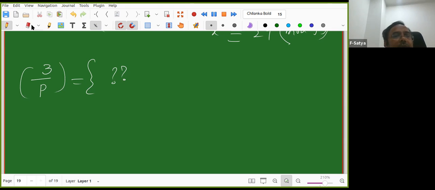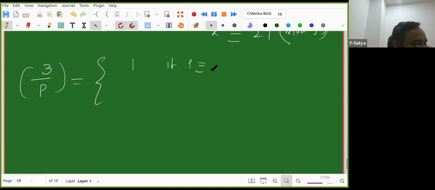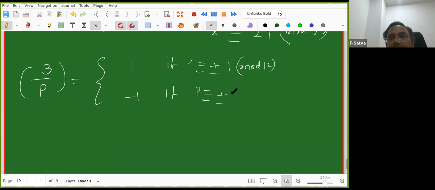if you are interested. This we need to prove: 3 by p is equal to 1 if p is of the form plus or minus 1 modulo 12, and it is equal to -1 if p is congruent to plus or minus 5 modulo 12, because you know that 1 and 11 come from here, and 5 and 7 come from here. Now if you know this result, then you can apply it.